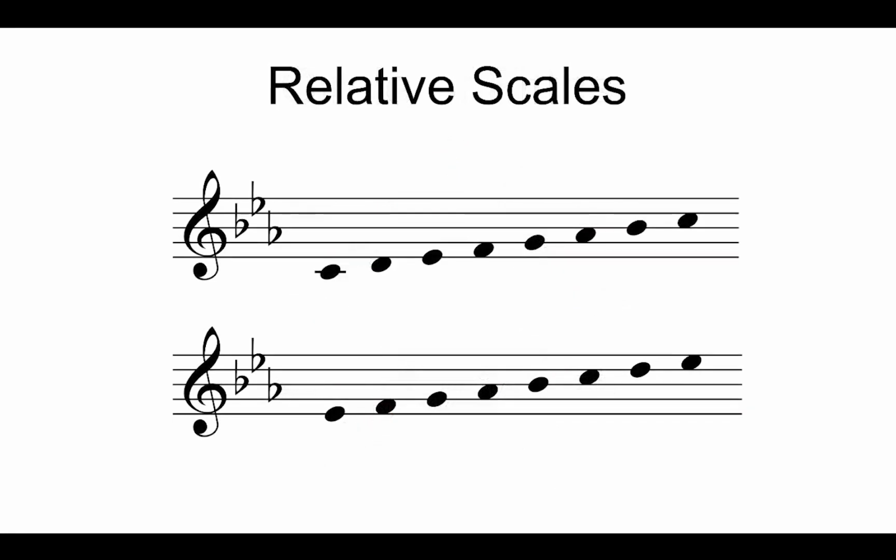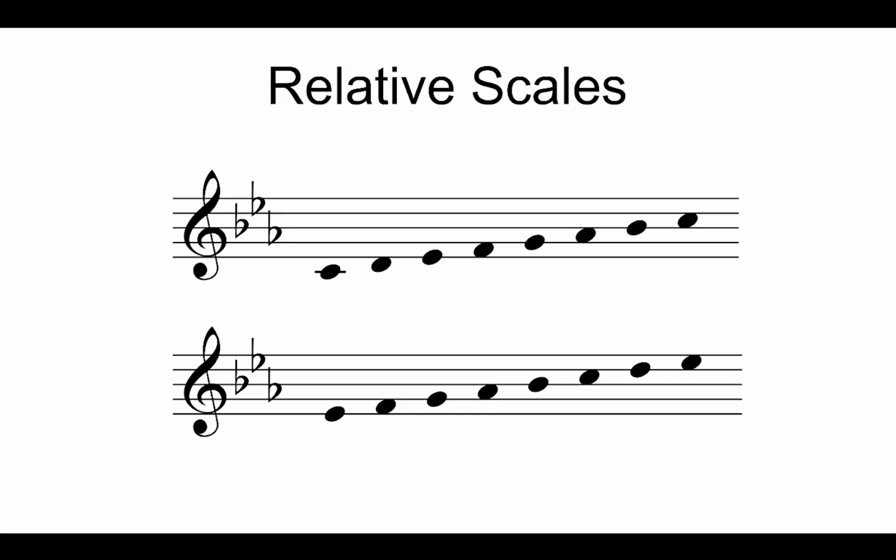These scales are called relative scales. Relative scales are scales that share the same notes but have different tonics. Here are C minor and E flat major, for example. C minor is a relative minor of E flat major, and E flat major is a relative major of C minor. Note that only the C natural minor scale has the same notes as E flat major, while harmonic and melodic C minor do not.